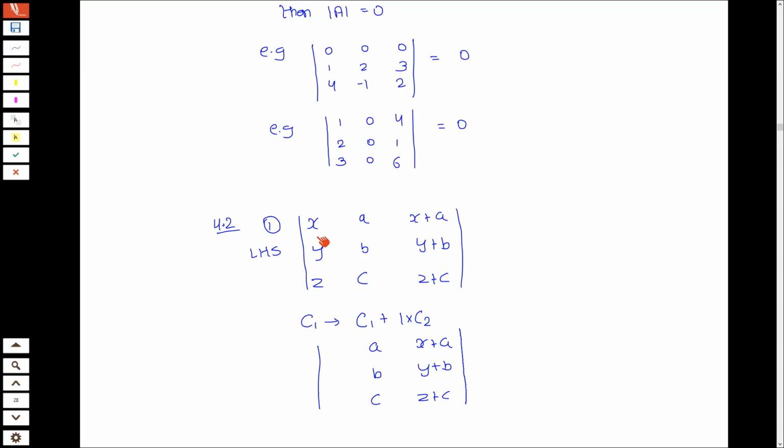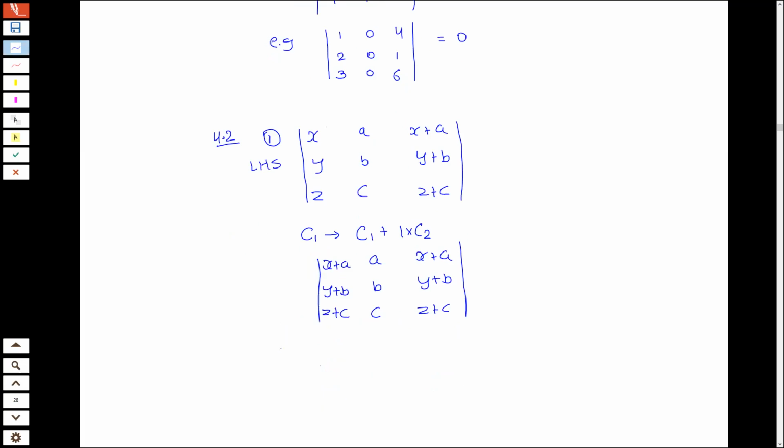अब मुझे बताओ column 1 में column 2, 1 time of column 2 if I add, so here what should I write here? X plus a, here it will be y plus b, and here it will be z plus c. Now it can be observed that column number 1 is same as column number 3. देखो column 1 and column 3 same हो गई.